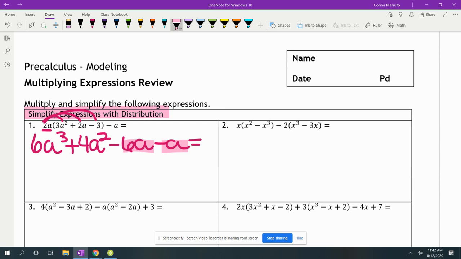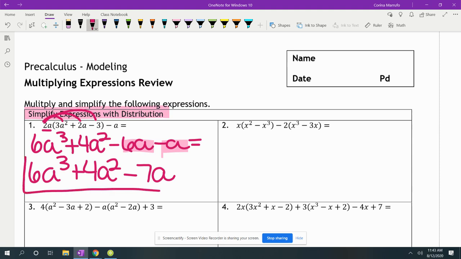It's like you owe $6 to one person and you owe $1 to another person. I like to think of negatives as money because it makes it a little bit easier for us to understand. So if you owe $6 to somebody and you owe another dollar to somebody else, you're going to owe a total of $7. So you're going to put minus 7a. And so this is your simplified version of this expression. Okay, so let's go ahead and try the next one.